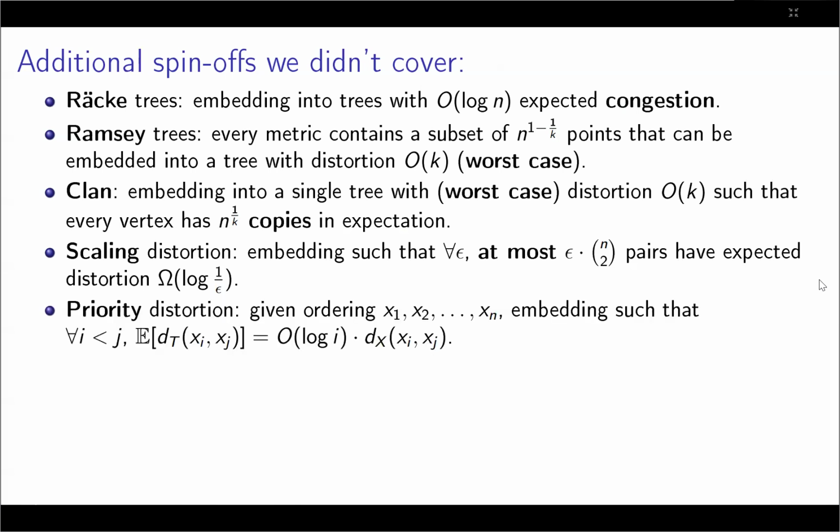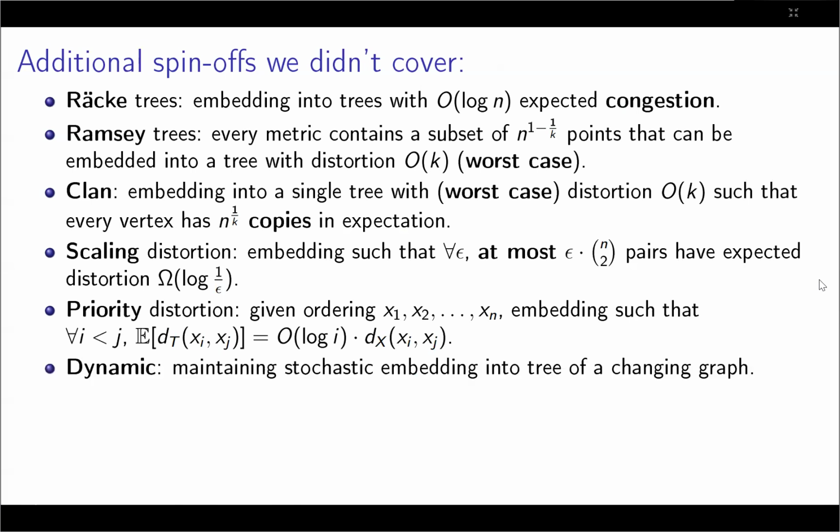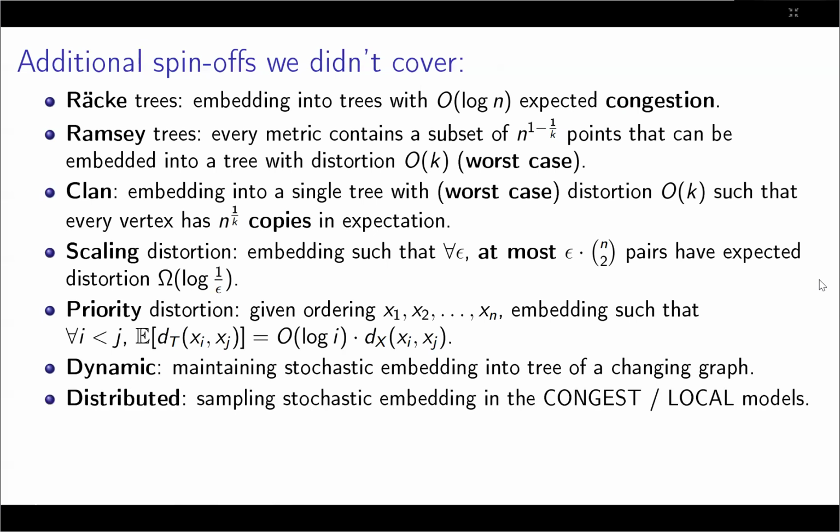There is also prioritized distortion, which means that you give some priority over your points, and the distortion of the pair i and j is only log i instead of log n. In the sense, the more important points suffer from small distortion. And there have been, as Sujoy mentioned, dynamic versions, where you have some graph, you delete and add edges, and you can maintain an embedding into a tree with some logarithmic distortion. And they've been distributed in the CONGEST local model. So this is actually the one we saw using MPX.